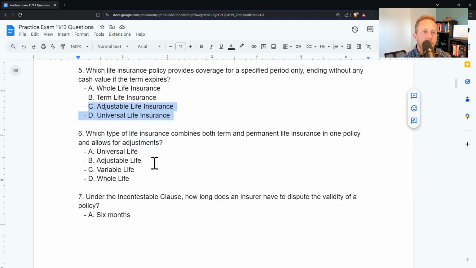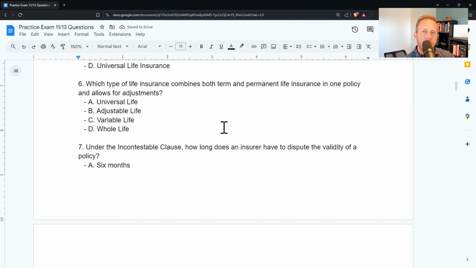Okay. Which of the life insurance, I'm going to put the answer right here. Which type of life insurance combines both term and permanent life insurance in one policy and allows for adjustments? This question, there's actually two right answers here. So it could be either universal life or adjustable life. I know that's a little mistake there, but adjustable life and universal life are pretty much the same thing. They combine term insurance and permanent insurance.